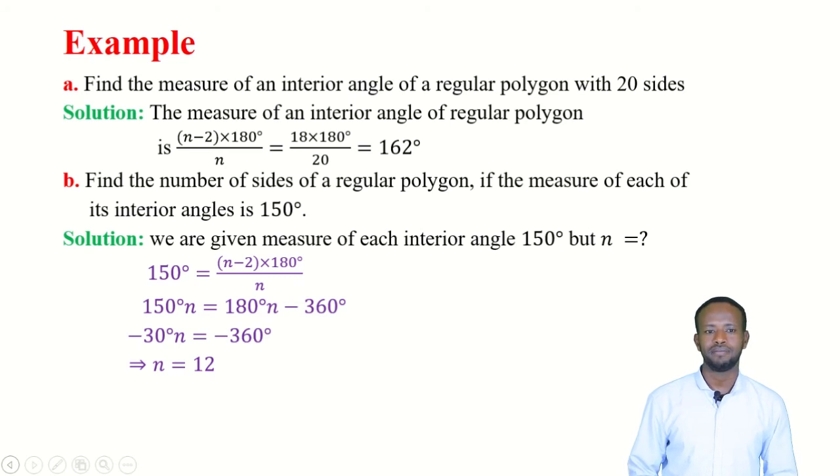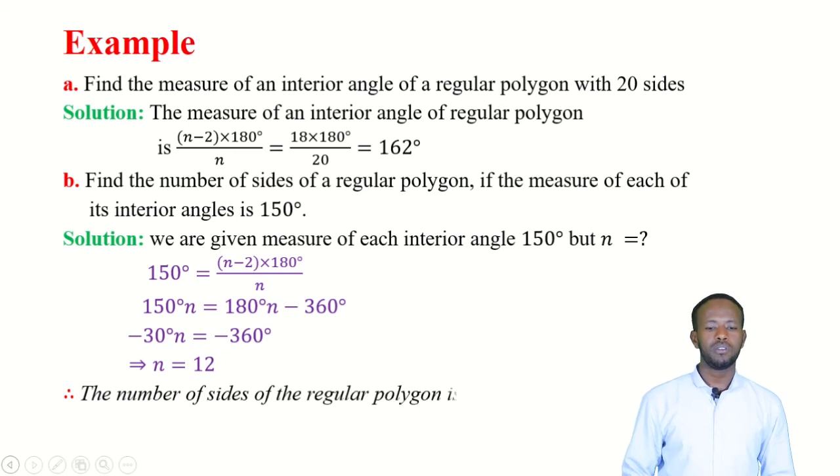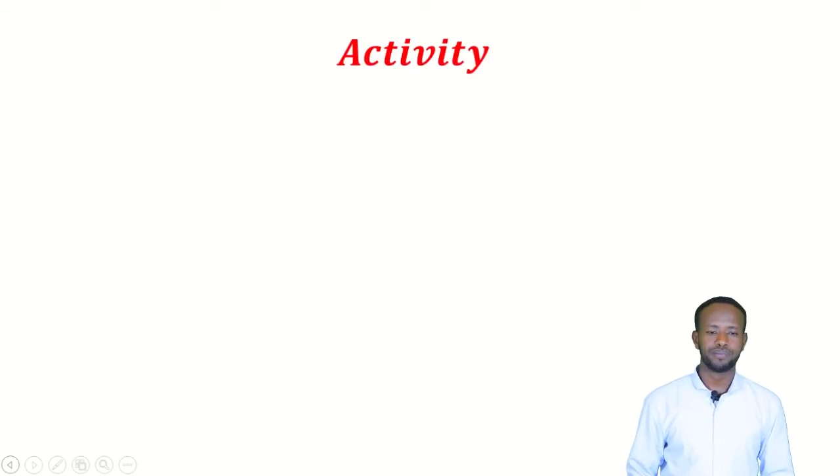Is a 12-sided polygon. That is the answer. How was it? Think more. Mathematics is exercise for the mind. The number of sides of the regular polygon is 12.